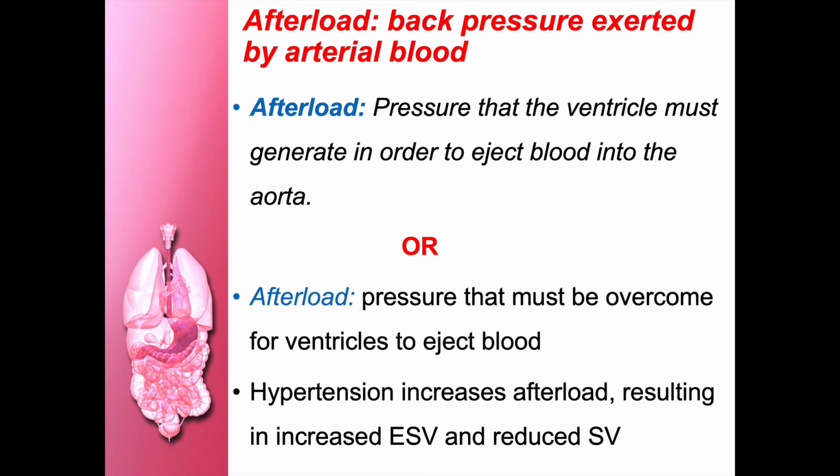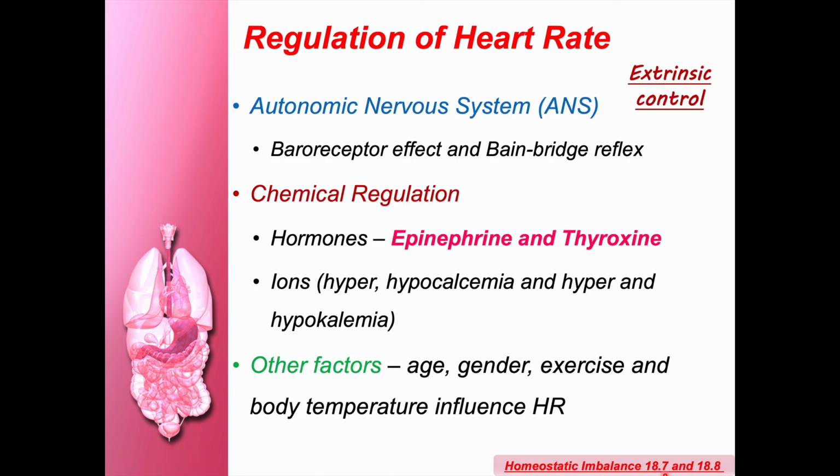The afterload, that is the back pressure exerted by the arterial blood, is the pressure on the ventricle that must be overcome in order to eject blood into the aorta. Hypertension increases afterload, resulting in increased end systolic volume and reduced stroke volume.